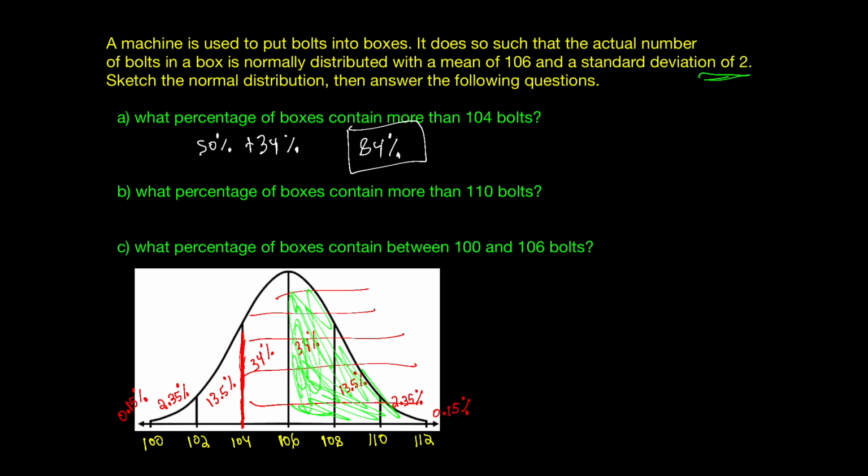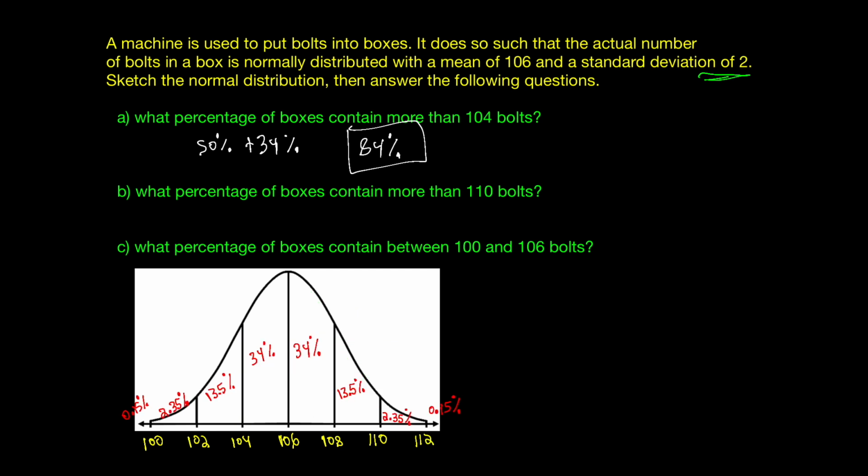Now I'll address part B. What percentage of boxes contains more than 110 bolts? I'm going to begin at 110, and because it's asking for more, I'm going to get the values to the right. And in this instance, I'm going to get 2.35, and I'm going to add that with 0.15. And this is going to give me a total of 2.5%. So about 2.5% of boxes contain more than 110 bolts.